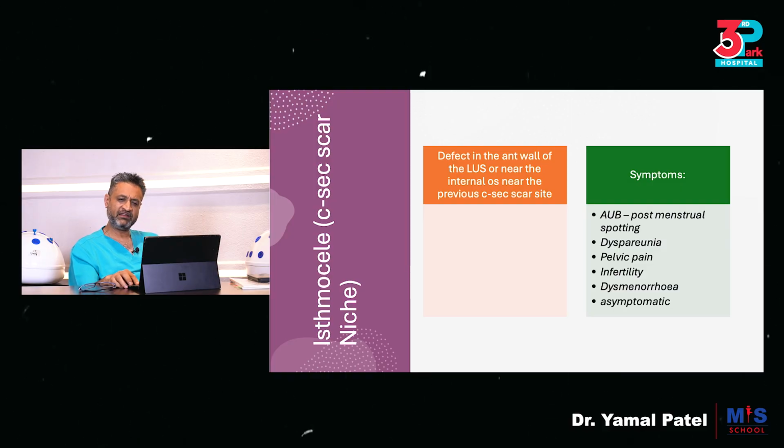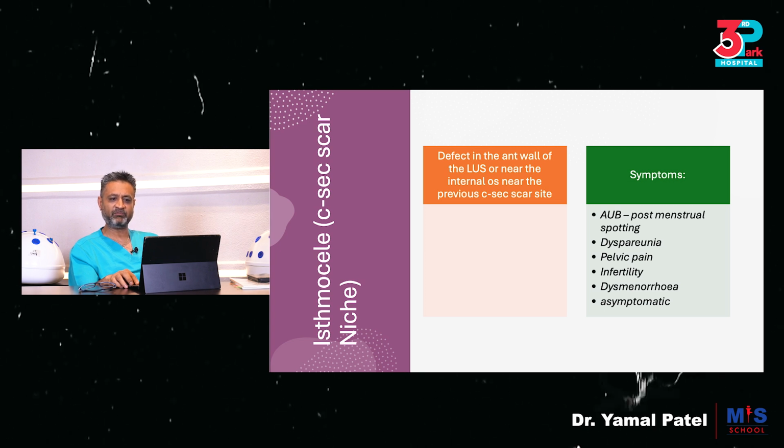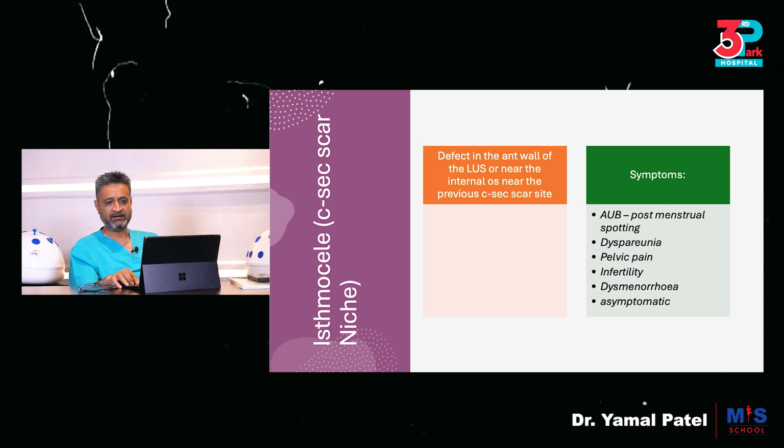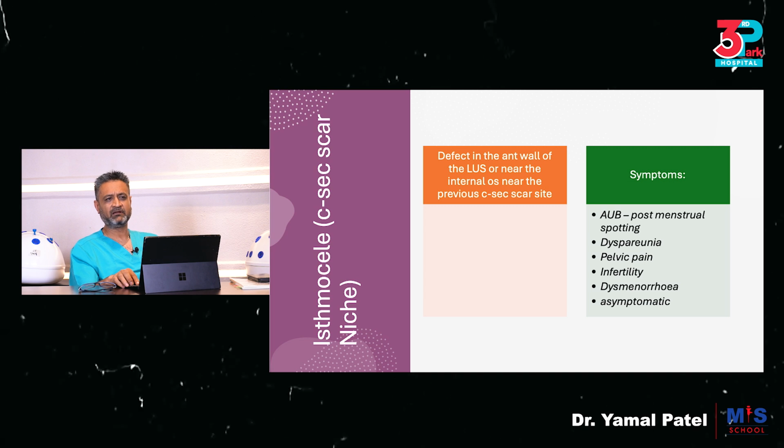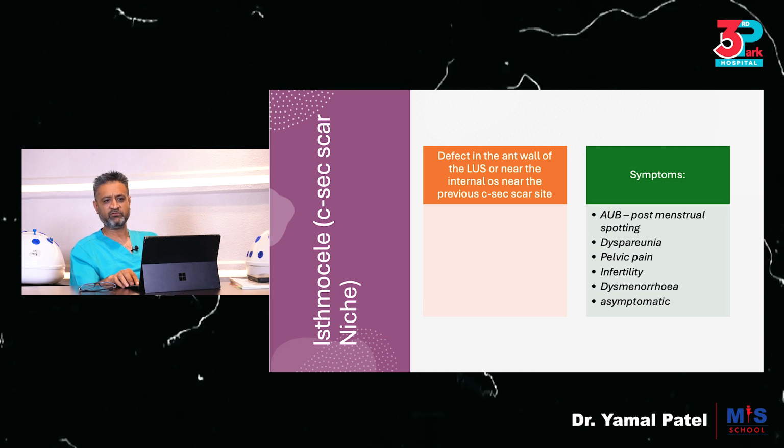They usually present with symptoms such as abnormal uterine bleeding with postmenstrual spotting, dyspareunia, pelvic pain is an option or symptom that they might see, infertility sometimes, dysmenorrhea, and sometimes it's completely asymptomatic and you may not need to really correct it.